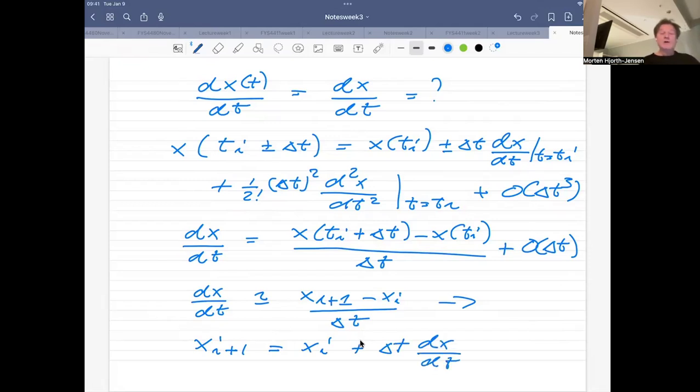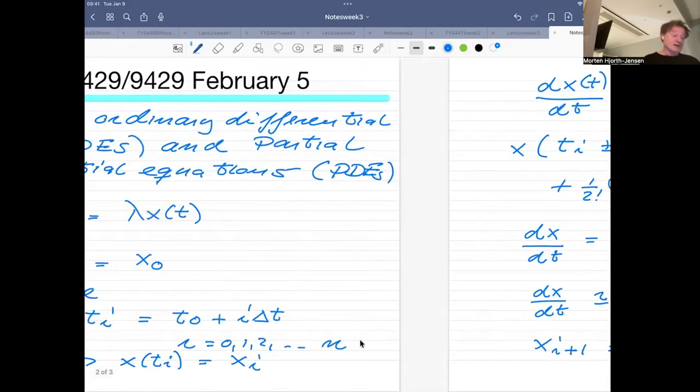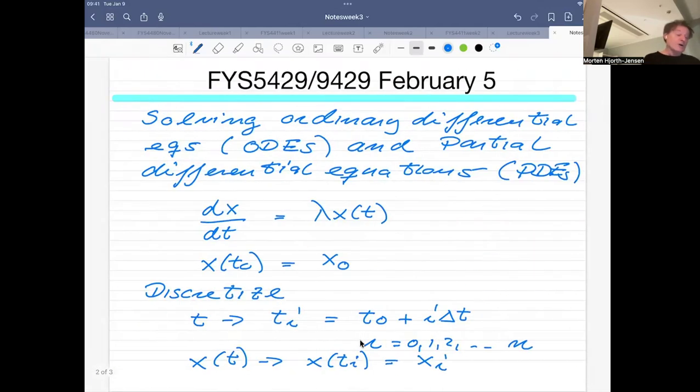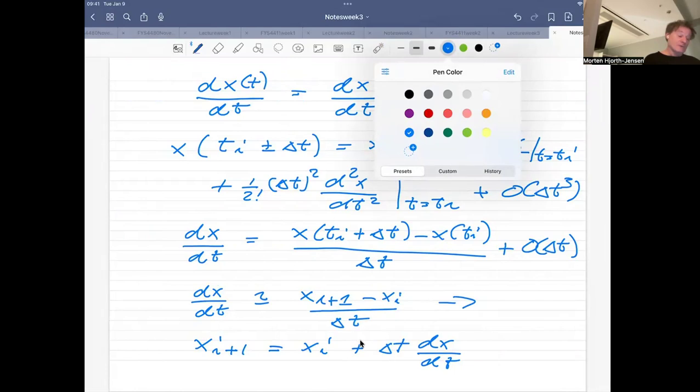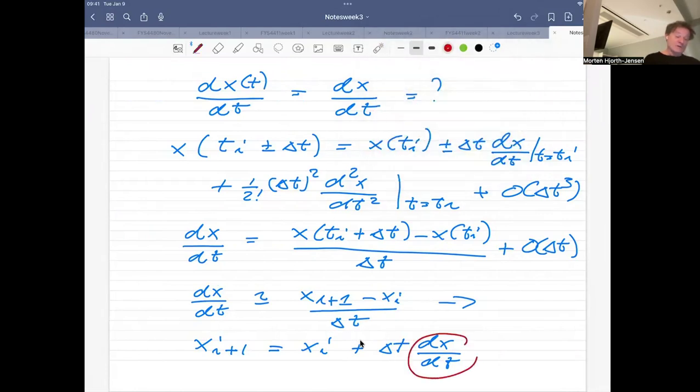Now, in our equation, we have an analytical expression for the derivative. And that means that if we go back a little bit here, we know that this derivative is simply given by the function x at the value t. So in our particular case, what we would have is a function here. We would simply replace this one with lambda times x of i.